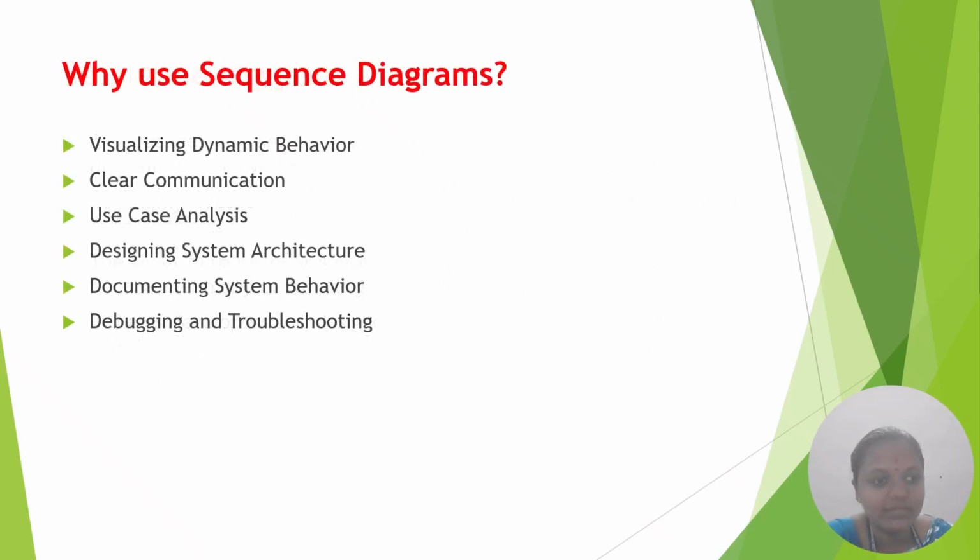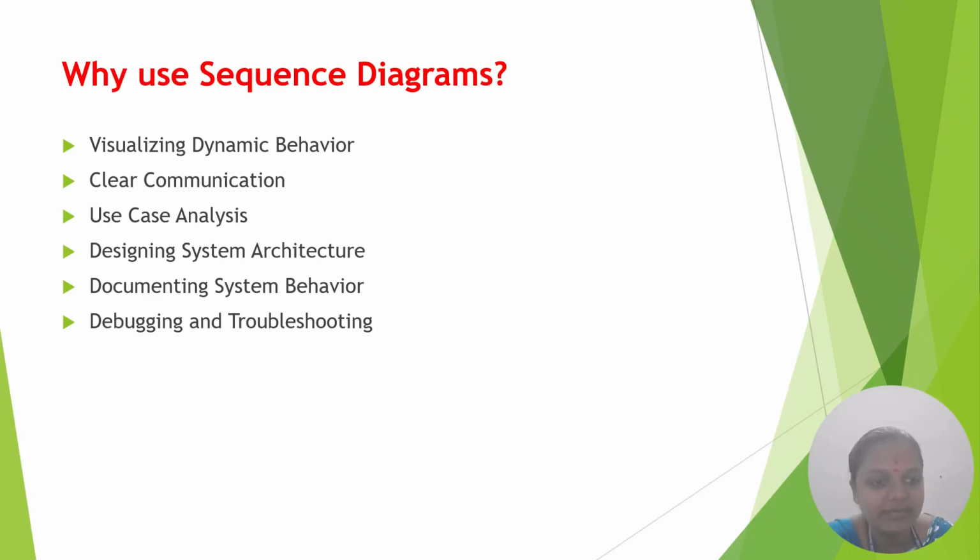Next is why use sequence diagram. Here are some key reasons for using sequence diagrams. The first one is visualizing dynamic behavior. Sequence diagrams explain how objects interact with each other in a sequential manner, making it easier to understand dynamic processes and workflows. And then clear communication. They provide a clear way to convey system behaviors, helping teams understand complex interactions without diving into code.